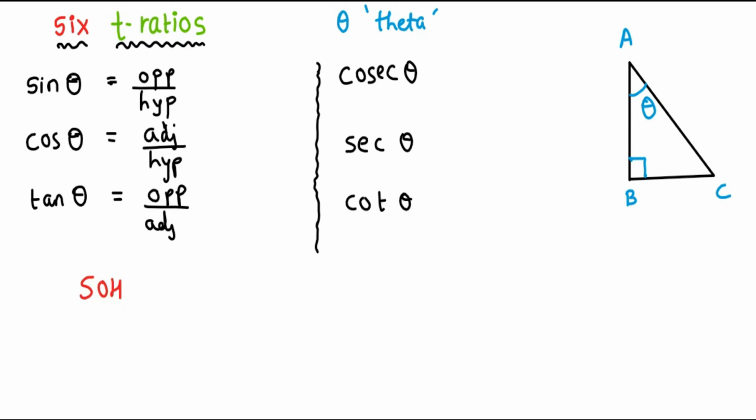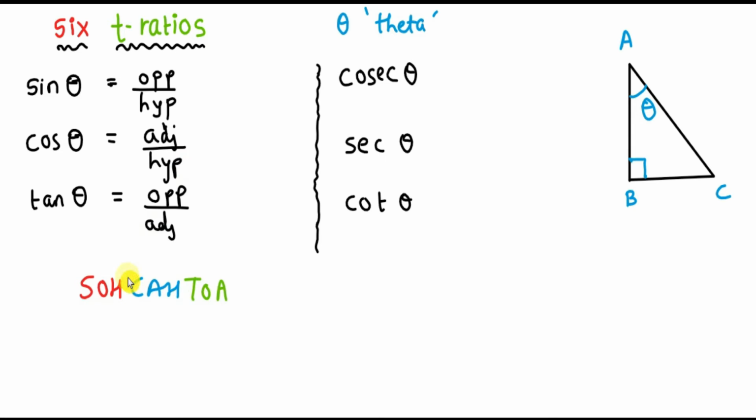SOH CAH TOA. This is the mnemonic for the first three trigonometric ratios, sine, cos, and tan. Here S stands for sine, O means opposite, and H stands for hypotenuse. So sine theta is given by opposite upon hypotenuse, O upon H. So that's how we can get sine ratio.